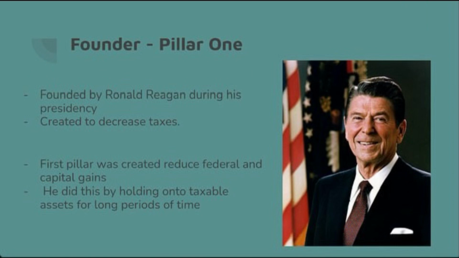Reaganomics was founded in the 1980s by Ronald Reagan during his presidency. The 4 pillars were made to decrease taxes. The first one being reduce federal income and capital gains taxes. This was done by holding on to taxable assets for long periods of time, as well as utilize tax loss harvesting.